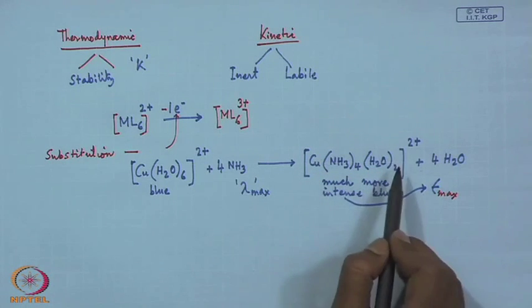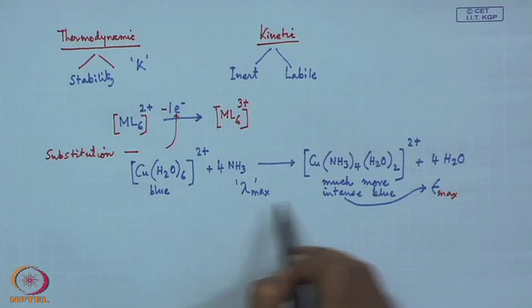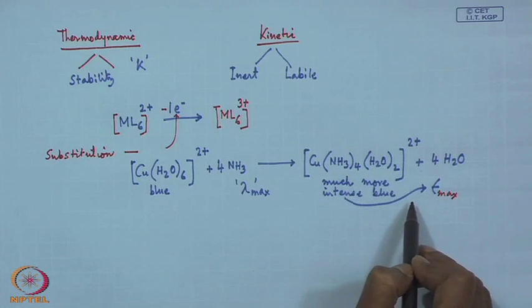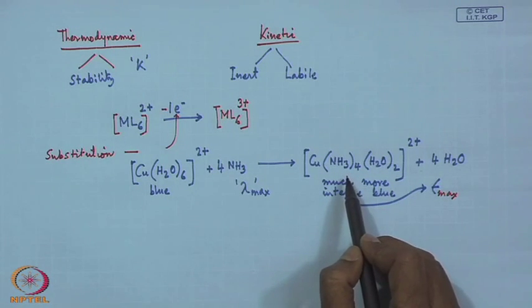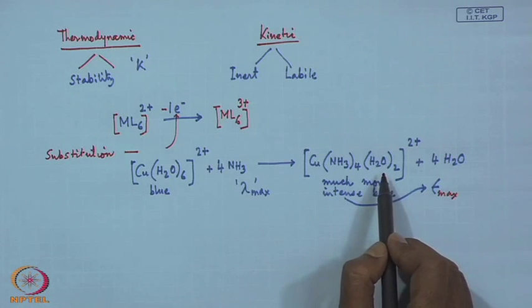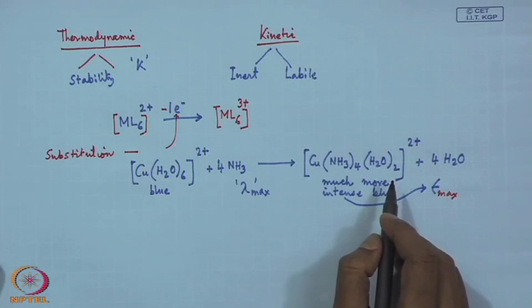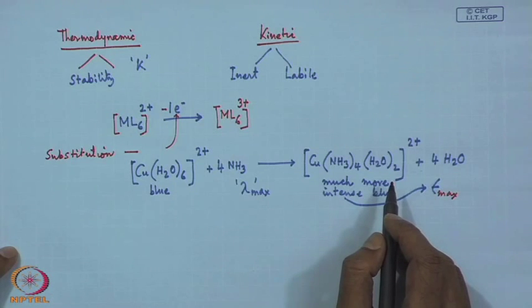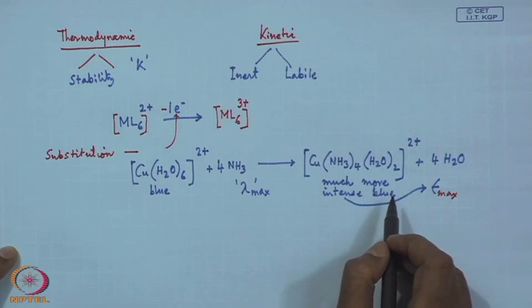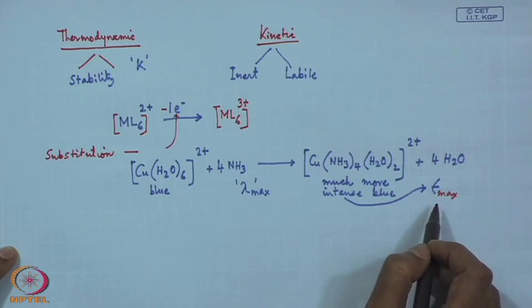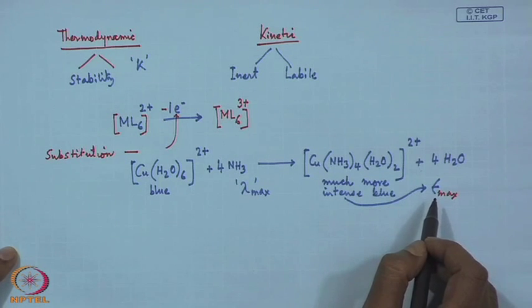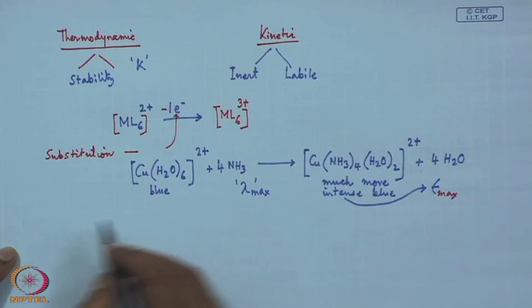So, with time, if we can monitor the growth of this particular lambda max value for this tetraammine diaqua compound of copper, we can find out the corresponding rate of the reaction. So, this particular reaction is a very fast reaction. Immediately this reaction can take place within some milliseconds only.